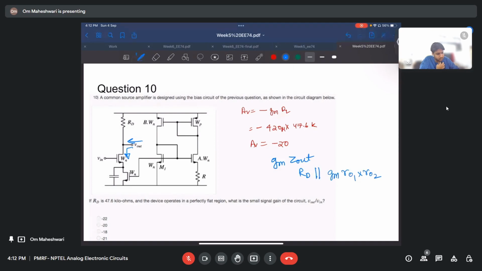Generally this is much bigger, so RD will be the limiting one of these. So the parallel of this will be RD. That is why I have written it as AV equal to minus GM RD.